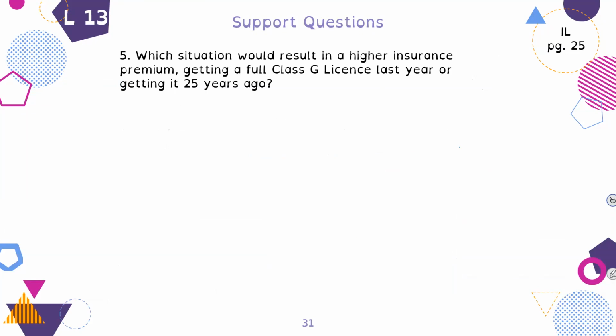Number 5, which situation would result in a higher insurance premium, getting a full Class G license last year or getting it 25 years ago? So which one is going to cost you a higher insurance? Having your license for a shorter period of time is going to cost you higher fees. So getting it last year means you are a newer driver, and therefore you're going to have a higher insurance rate as opposed to having your license for longer.